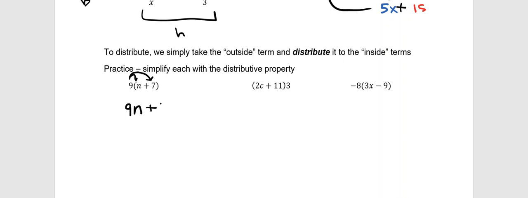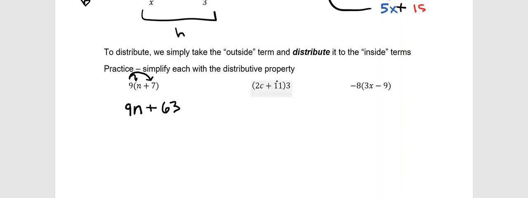Now, I don't need to write the 9 times 7 only to bring it down to the result of that. I can just do in my head 9 times 7 is 63. So that tells me that the original expression, 9 times the sum of n plus 7, is equivalent to 9n plus 63. So that's your distributive property at play.